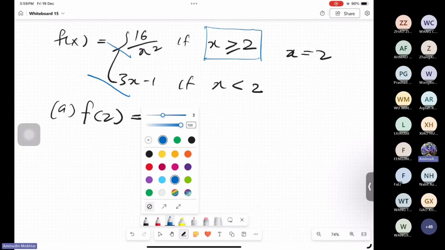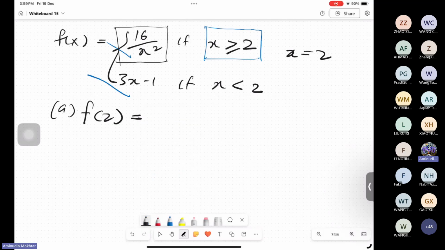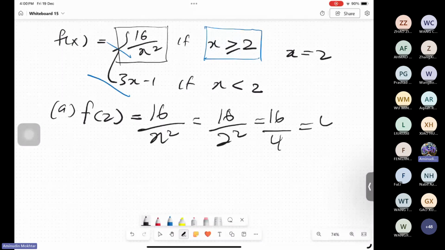So when x equals 2, the function follows this form, 16 over x squared. So this equals 16 divided by 2 squared. So 16 divided by 4, the answer is 4. Okay, now we know that. Now we can conclude here the value of y, the value of the function is defined. It can be calculated.